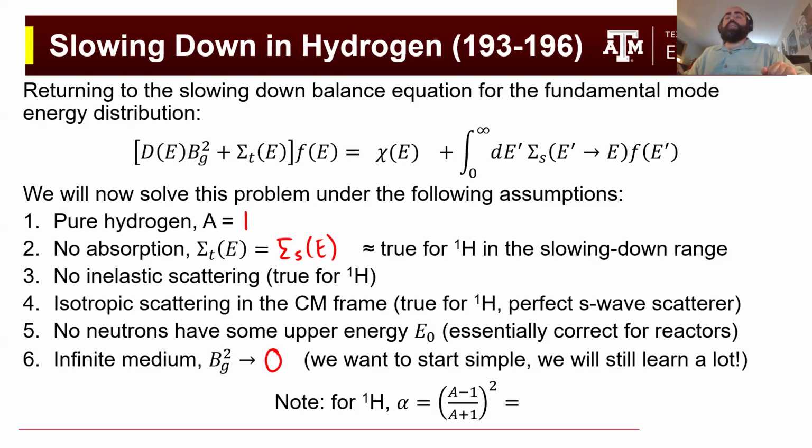We're going to start with these simple assumptions, and we're still going to be able to learn a lot from doing this. If we calculate alpha for hydrogen, if A is 1, then in the numerator we have 0 divided by 2, and that means that alpha equals 0 for hydrogen. Hopefully we can see that there are terms in our equation that we can simplify based on those assumptions.